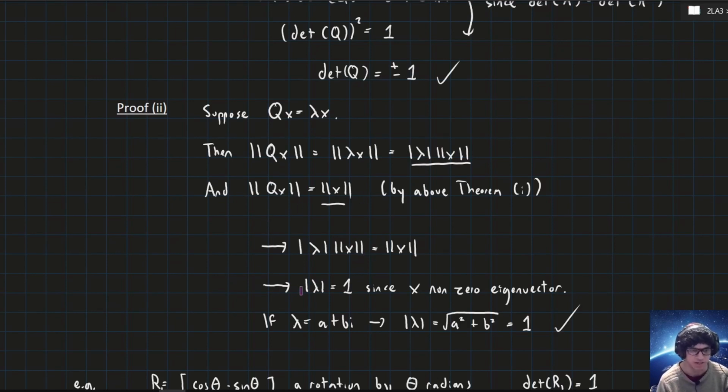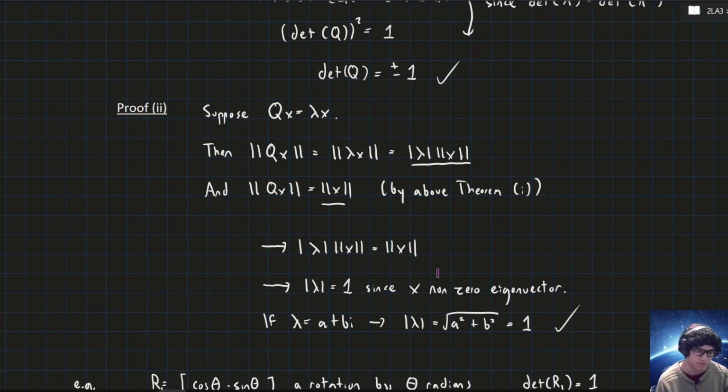And then this implies that the absolute value of lambda is equal to 1, right? Since x is a non-zero vector because it's an eigenvector, I can just divide both sides by the length of x. So it cancels out over here, and it becomes 1 on the right-hand side, and that shows that the absolute value of lambda equals 1.